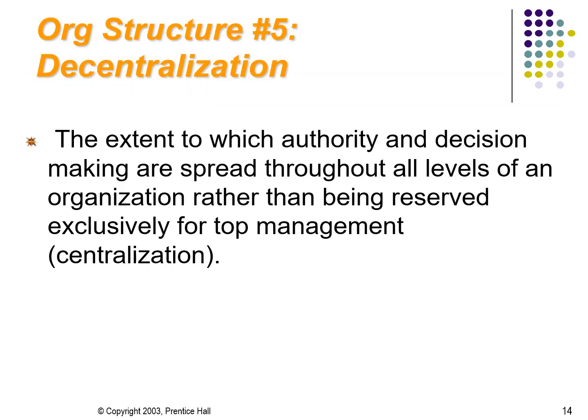The final thing I want to talk about is decentralization, and of course, the reverse of that, centralization. Decentralization is the extent to which authority and decision making are spread throughout all levels of an organization rather than being reserved exclusively to top management. So, in a decentralized organization, at every level, there's a fair amount of authority and decision making that can stop at that level. In other words, they don't need to ask permission above them for every decision they make. The more centralized an organization is, the less authority those levels of management have. In other words, all they do is channel decisions upwards to a point where it can be made and then communicate that decision back downward.